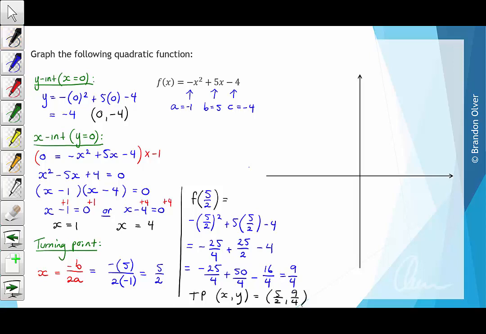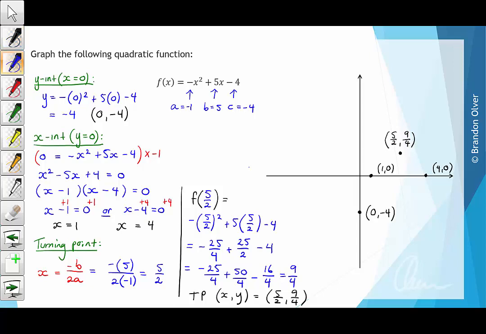So what we now need to do is plot all of the points that we've found. The y-intercept is at negative 4, so that is (0, negative 4). The x-intercepts were at 1 and 4, so we have the x-intercept at (1, 0), and the x-intercept at (4, 0). And then we have the turning point halfway between these two values at (5 on 2, 9 on 4), and 9 on 4 is about 2.25. So it's somewhere around there.